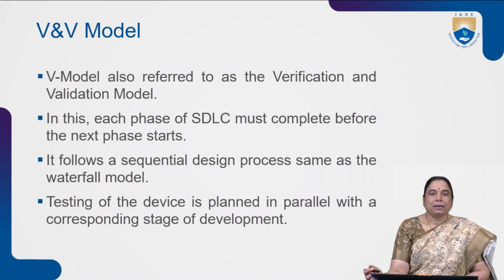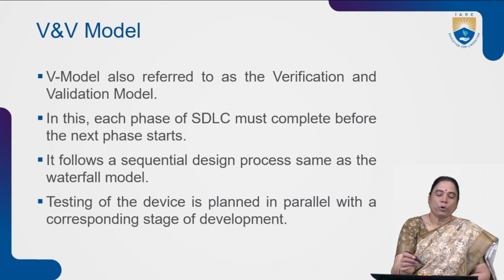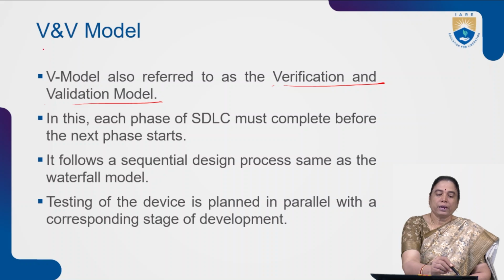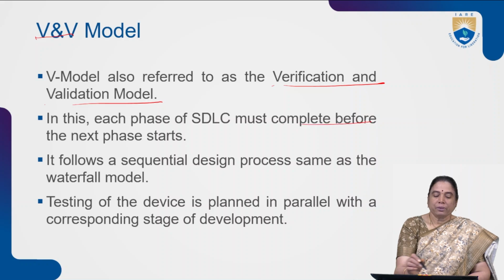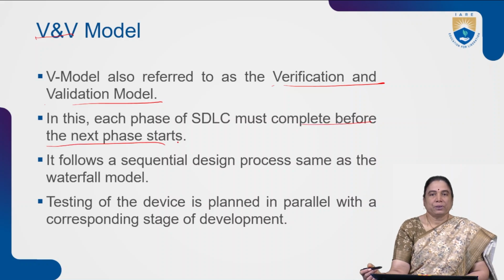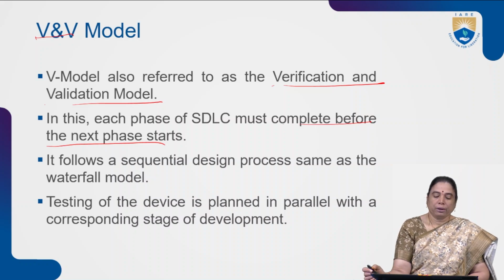The next variety of process model is the V-shaped model or V and V model. The V model is also referred to as the verification and validation model. So V and V means verification and validation model. In this model, each phase must complete before the next phase starts. So it follows a sequential design process, same as the waterfall model.